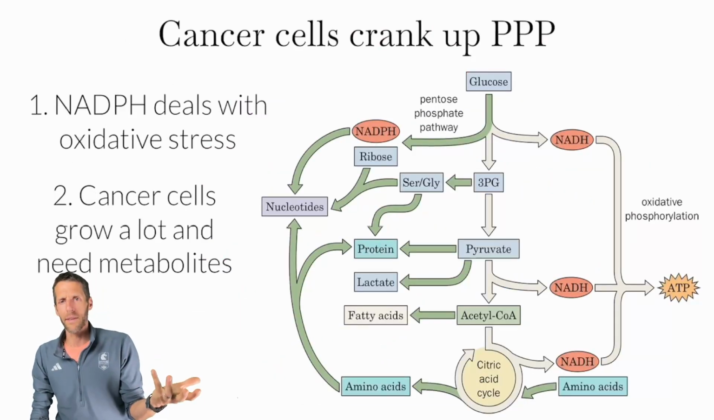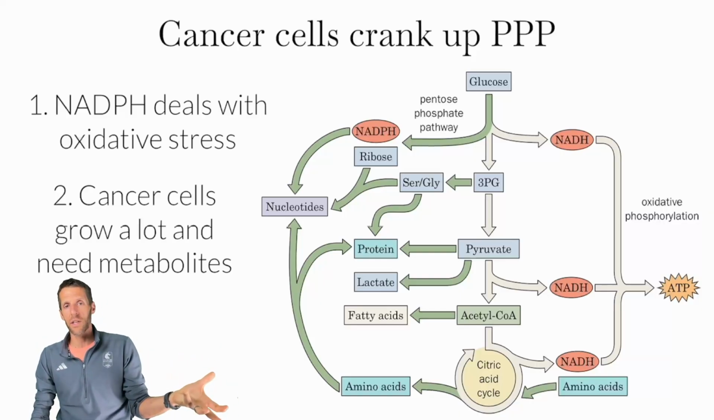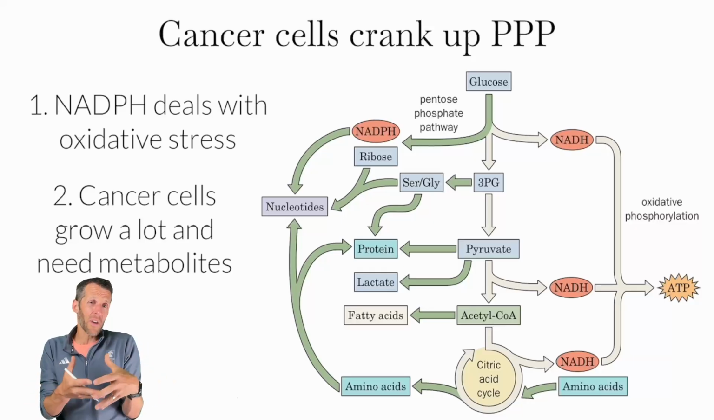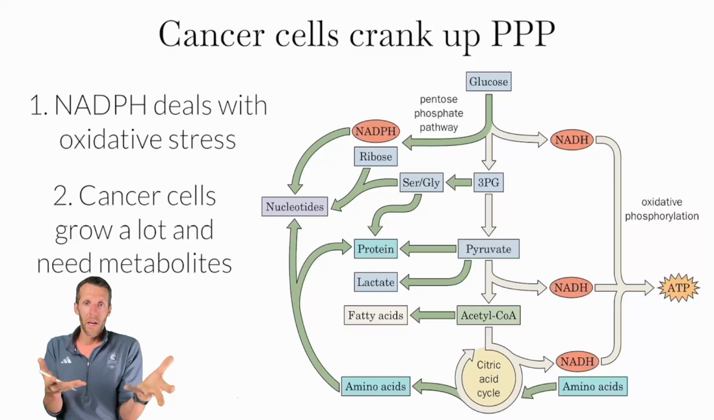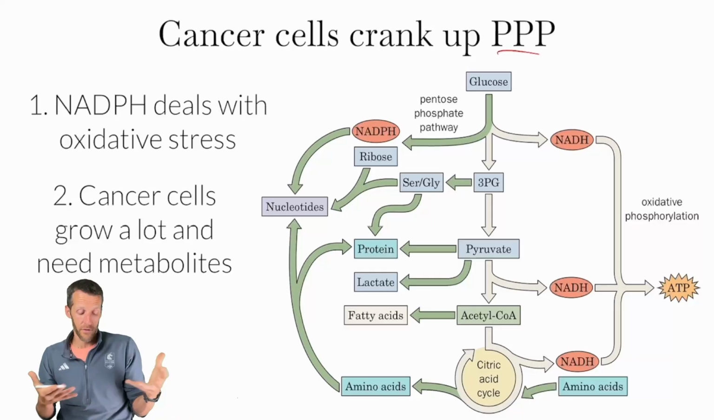I keep ending with this slide actually, but this is a good example of what happens in cancer cells. Because cancer cells don't have a completely new metabolism, right? They just take an existing metabolism and shift it. They're doing something different than normal cells, and one of the observations is they kick up the PPP to deal with oxidative stress and make the metabolites they need.